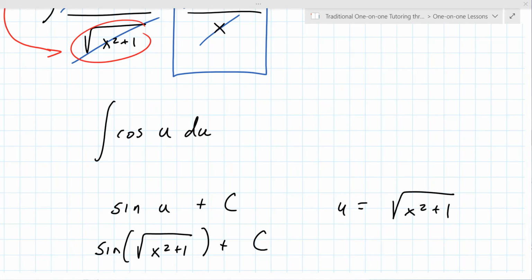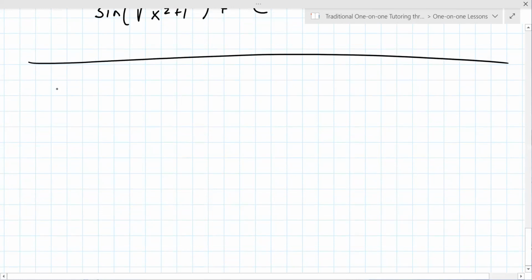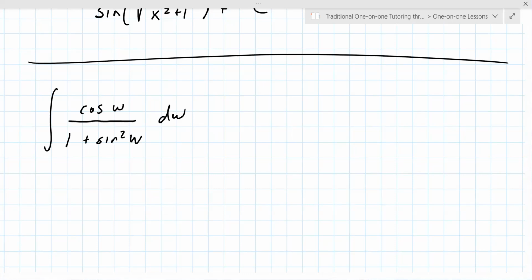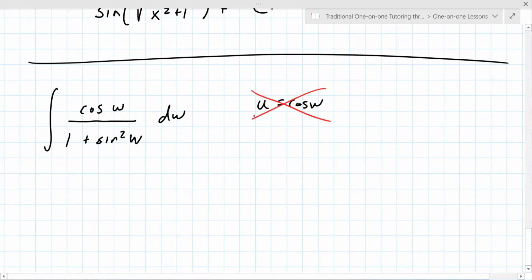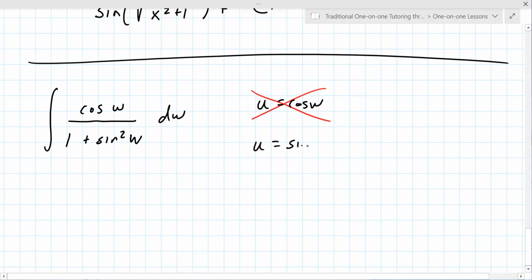All right, you ready for another one? Yep. Okay, this one will be a little bit easier, but it's kind of the same style. The integral of cosine W over 1 plus sine squared W dW. So u is going to be cos W? That is wrong. Yeah, that's wrong. And this is the challenge here, because that's wrong, but it seems reasonable. What's your next guess? Sine squared W. Okay, that is also wrong.